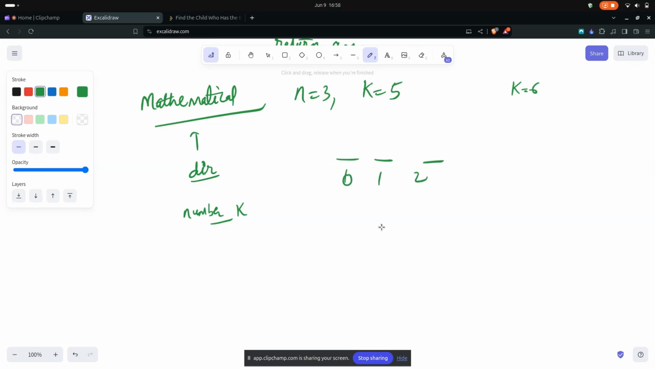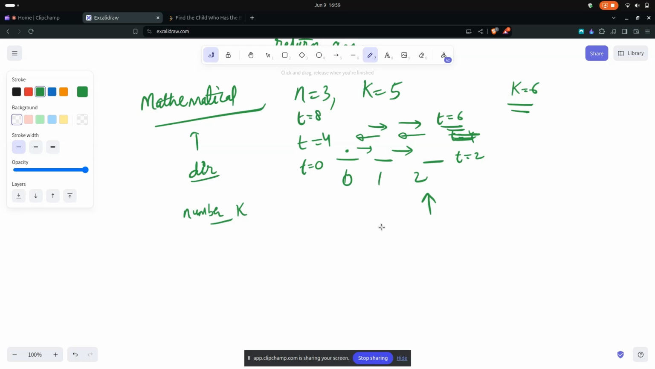It's 0, 1, 2. So at t equals 2 we'll be here, at t equals 3 we'll be here, and at t equals 4 we will be here. If k was 6, then at t equals 5 we'll be here, and at t equals 6 we will be here. So what's happening? At t equals 2 we are here, at t equals 4 we are here, at t equals 6 we are here. Here we are at t equals 0, and then 0, 1, 2, 3, at t equals 4 we are here, and at t equals 6 we are again here. Then at t equals 6 we will be at the initial position.